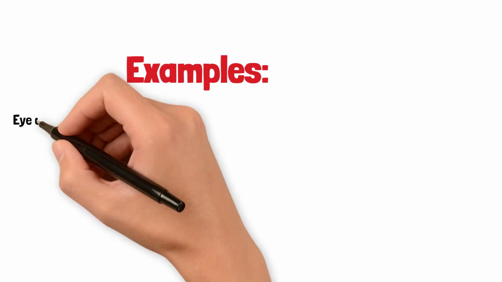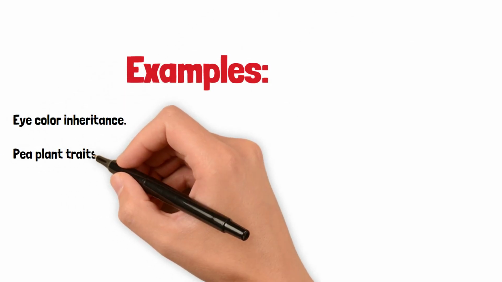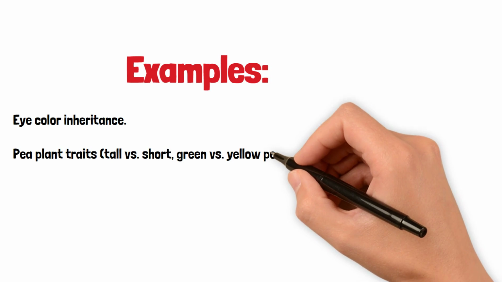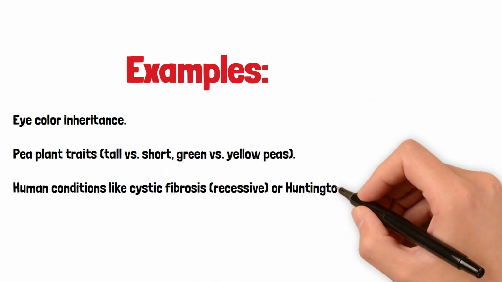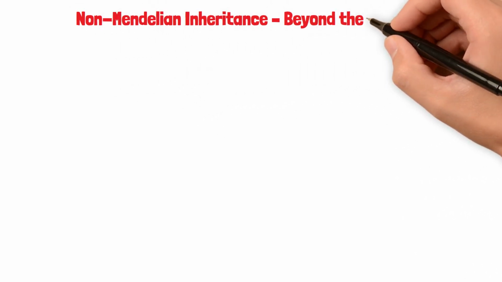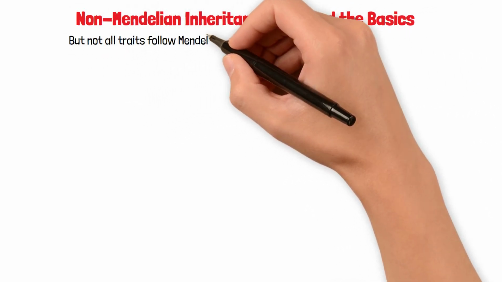Examples: eye color inheritance, pea plant traits, tall versus short, green versus yellow peas. Human conditions like cystic fibrosis, recessive, or Huntington's disease, dominant. Non-Mendelian inheritance, beyond the basics. But not all traits follow Mendel's simple rules.